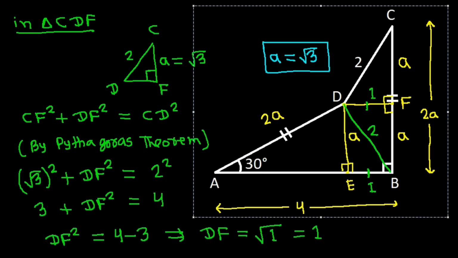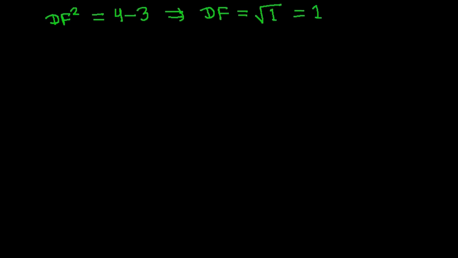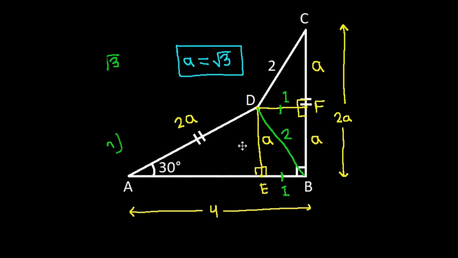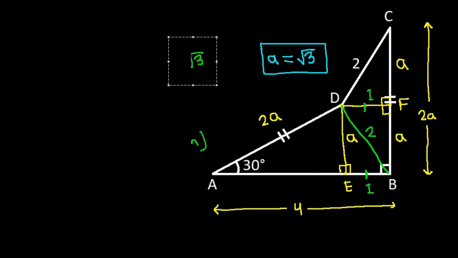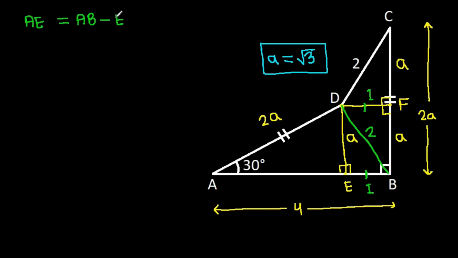And AE will be equal to AB minus EB, and AB is 4 minus EB is 1, that will be 3. So AE is 3.